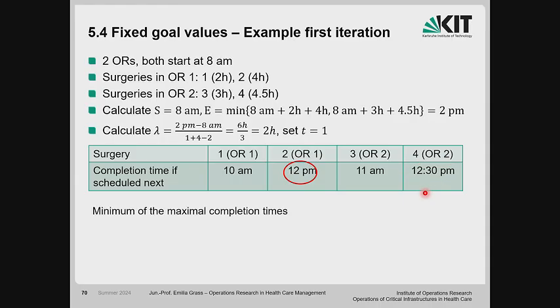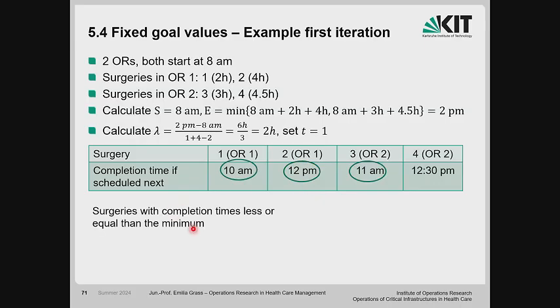Then take the minimum of the maximal completion times. This is 12. So therefore, you can now choose to assign surgery 1, 2, and 3, because all of them are faster than or equal to 12. So surgeries with completion times that are less than or equal to the minimum, you can choose, before 12.